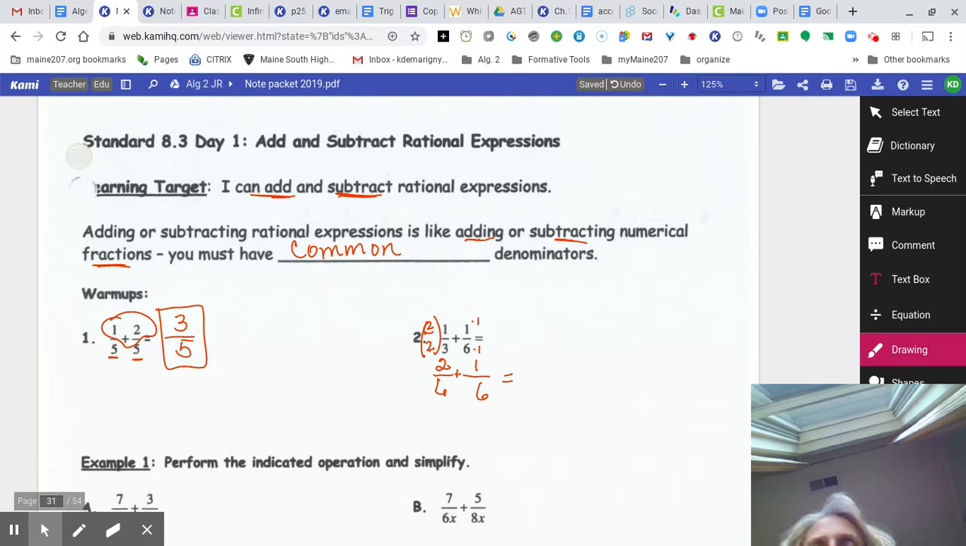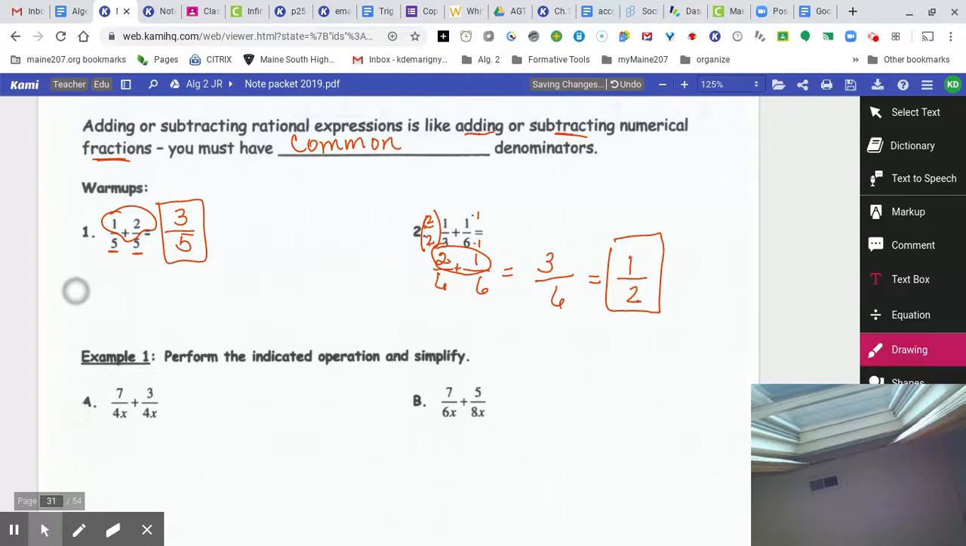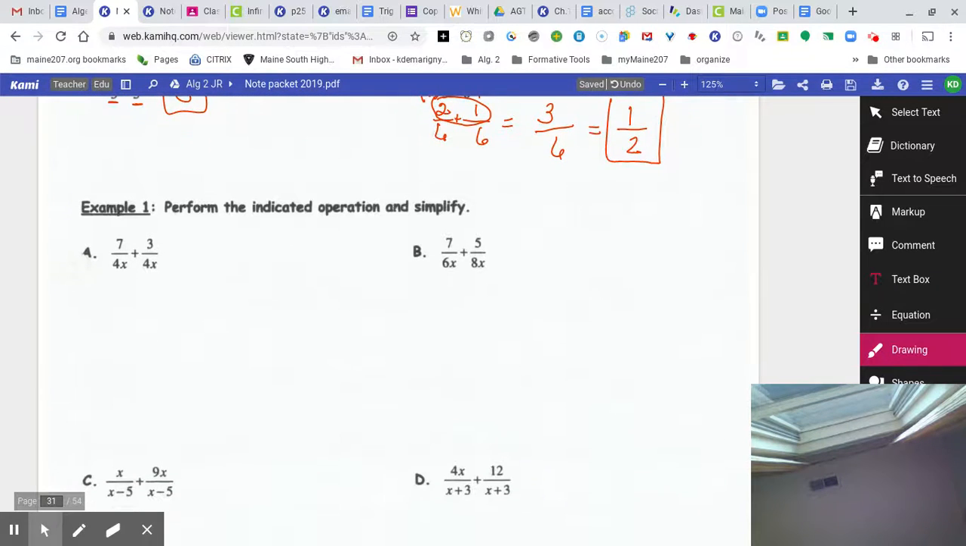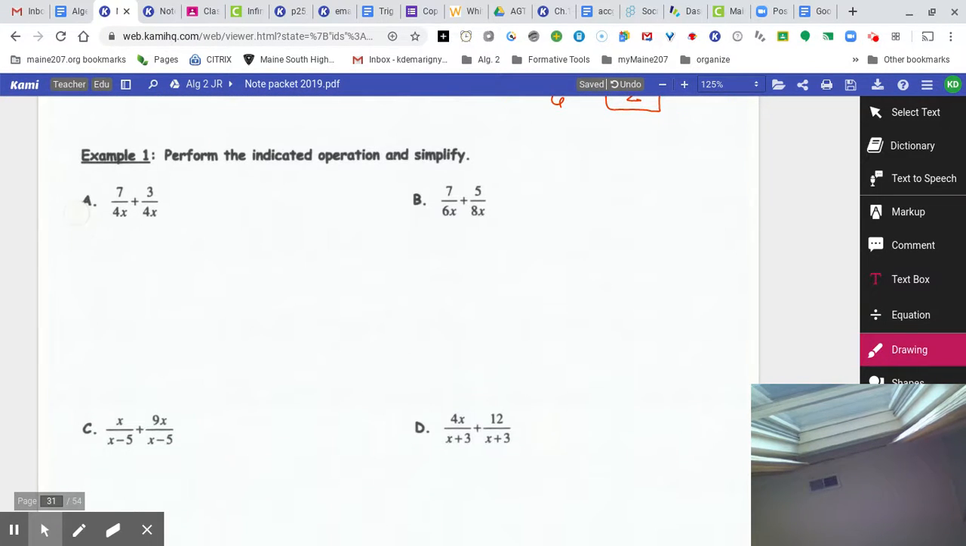And therefore, I don't add the denominators. I just bring the denominator over. That's the common part. And then I'll add 2 plus 1, and 2 plus 1 is 3. And you can reduce 3 over 6. 3 goes into 3, 1, and 3 goes into 6, 2. So 3 over 6 reduces to 1/2. So the same concept is true when I get ready to add or subtract rationals as well.